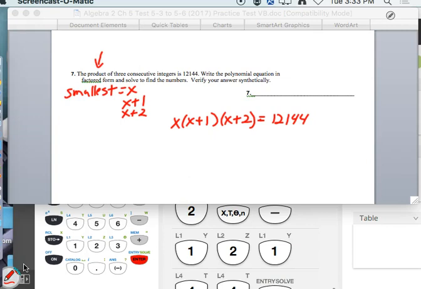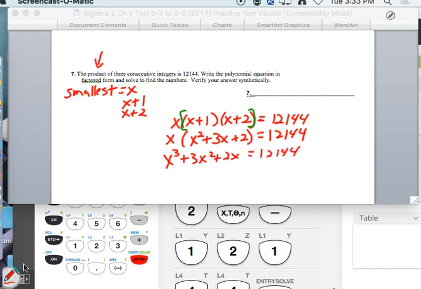We want a polynomial. So what we'll do is FOIL on these two and then distribute our x. So let the x hang out for just a second while you do FOIL on x plus 1 and x plus 2. X times x is x squared. Outside times outside is 2x. Inside times inside is 1x for a grand total of 3x. Last times last is 2. And then distribute your x through the parentheses. So x to the third plus 3x squared plus 2x equals 12,144.